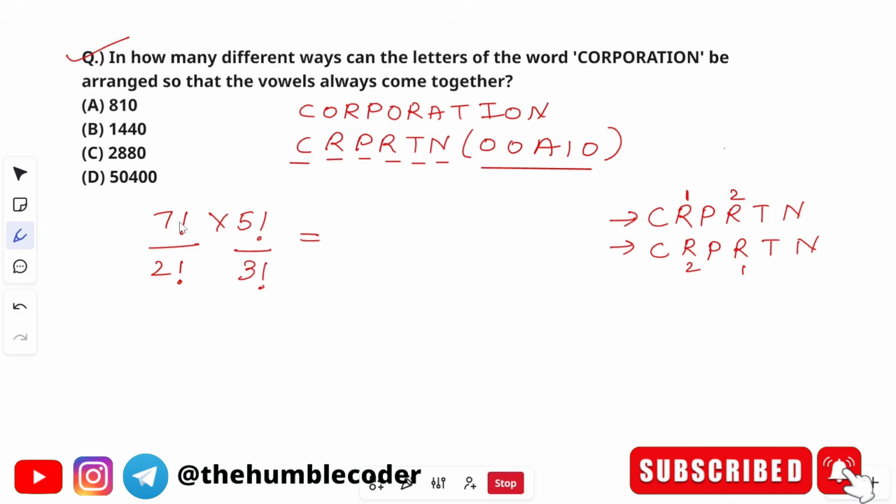When you solve 7 factorial divided by 2 factorial, you will get the answer as 2520. And when you solve 5 factorial divided by 3 factorial, you will get 20. So the whole thing, when you solve, gives 50400, which is option number D. So the correct answer for this question is option number D.